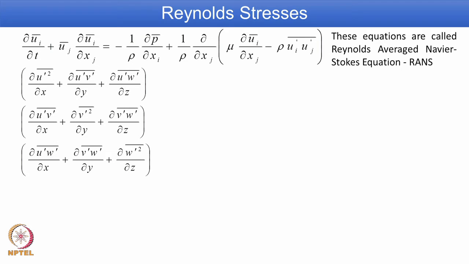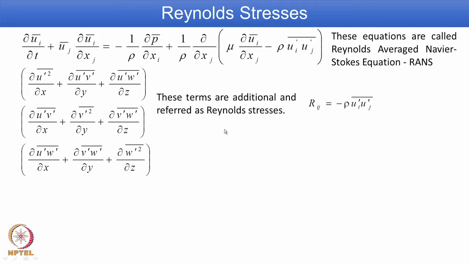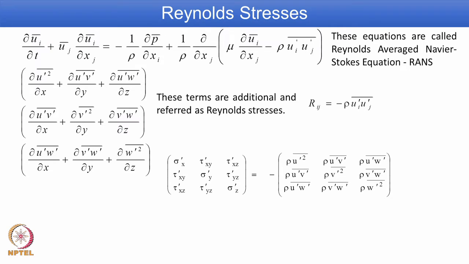In the expanded form, by substituting values for indices i and j and following the guideline for index notation, we are able to write the details of each term as shown here. These terms are additional in the Navier-Stokes equation and they are referred to as the Reynolds stress term. We use the symbol either tau or R_ij equal to minus rho u_i' u_j' bar.